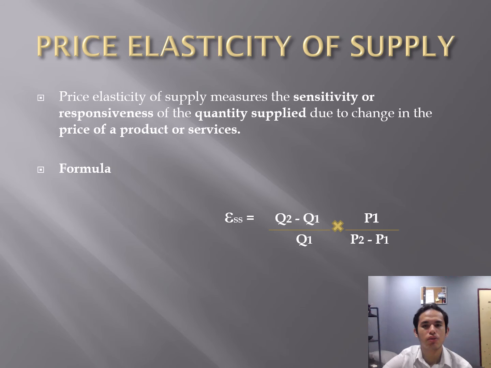Price elasticity of supply. Price elasticity of supply measures the sensitivity or responsiveness of the quantity supplied due to a change in the price of a product or service. The formula for the price elasticity of supply is (quantity 2 subtract quantity 1) over quantity 1 times price 1 over (price 2 subtract price 1). It can be simplified as the percentage change in the quantity supplied over the percentage change in price.